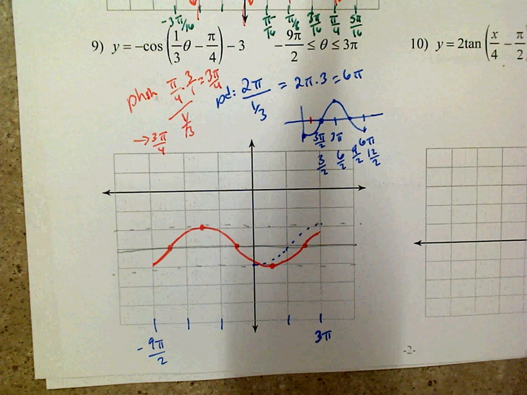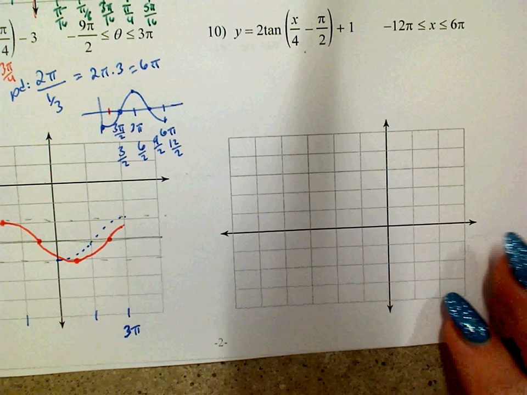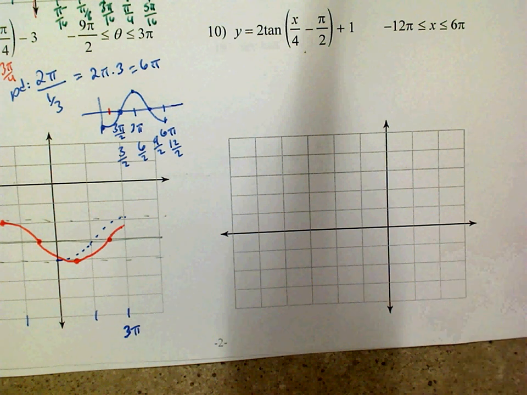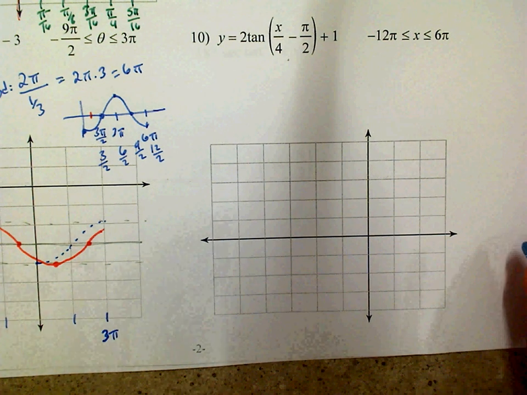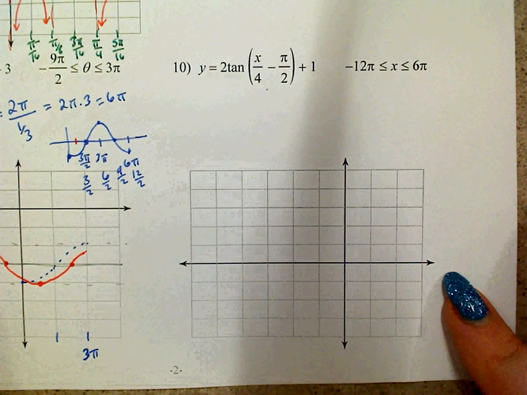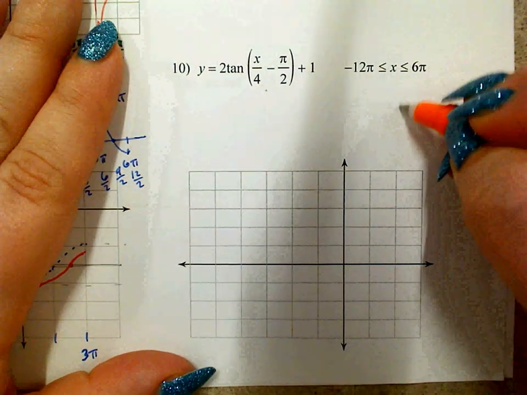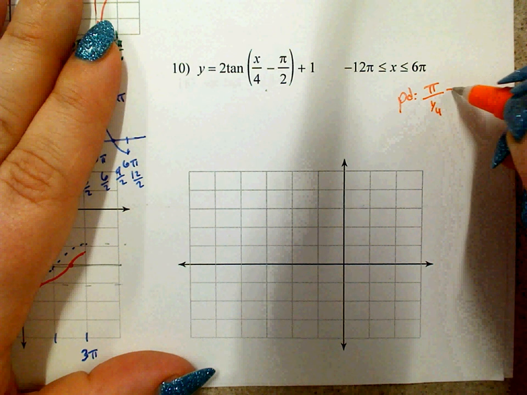Alright, number 10. Number 10 is a tangent wave, and I'm asking you to graph from negative 12 pi to 6 pi, so first we're going to have to figure out what's going on. The formula for the period of a tangent wave is pi over b, so period is pi divided by 1/4, or 4 pi.